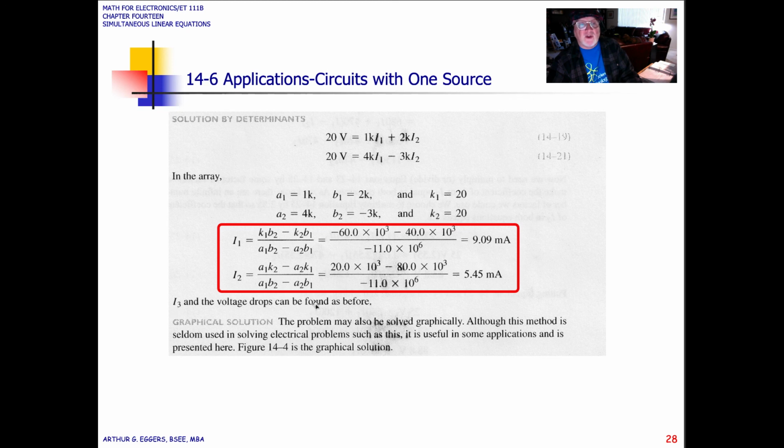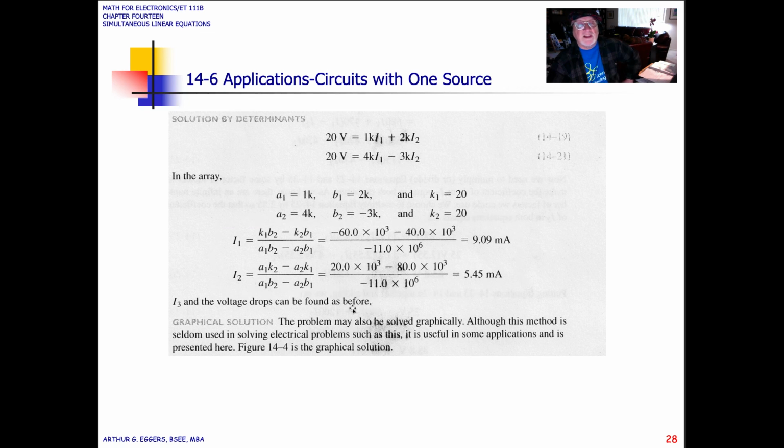I3 and the voltage drops can be found as before. So I highly suggest you go back, use this methodology, find that current I3, and find the voltage drops as before. Okay, they're shown to you.